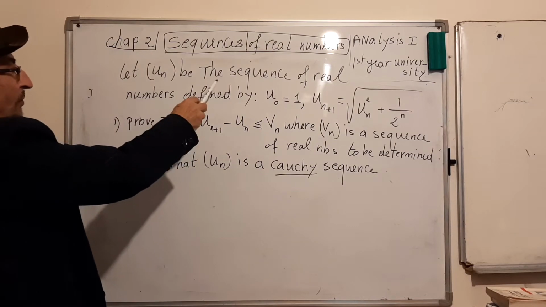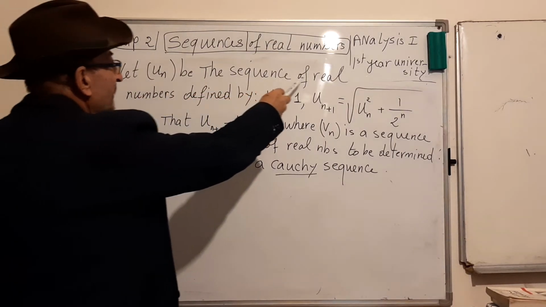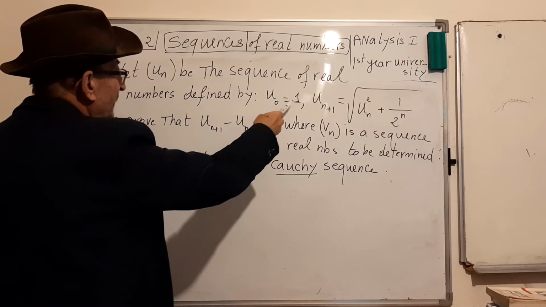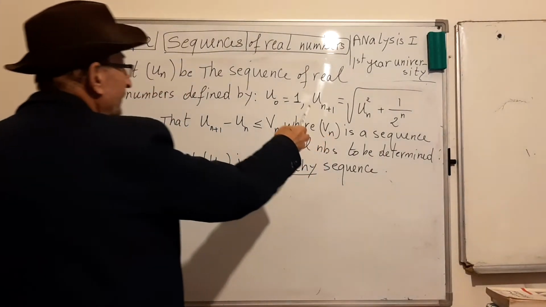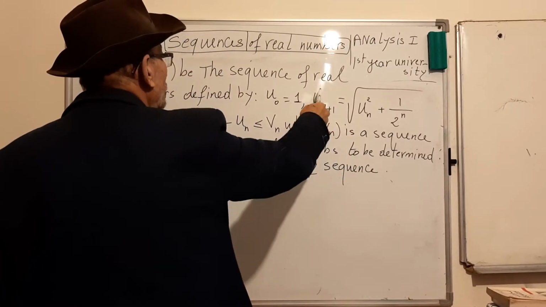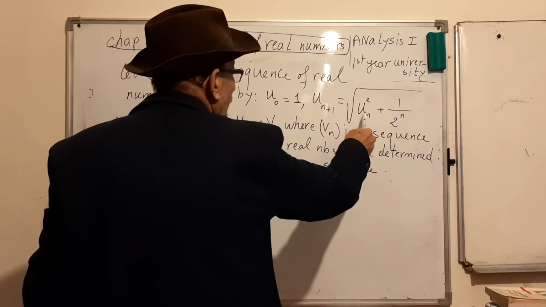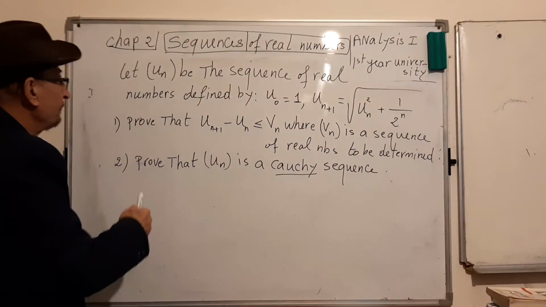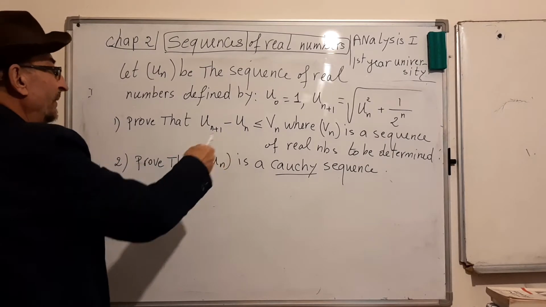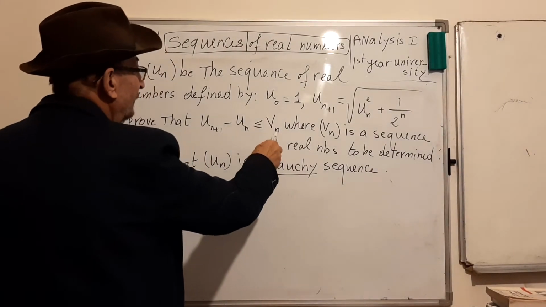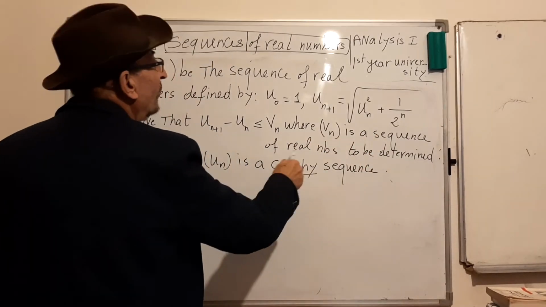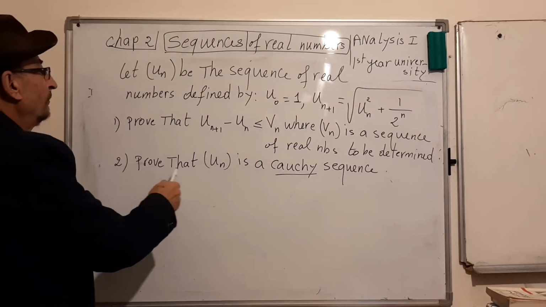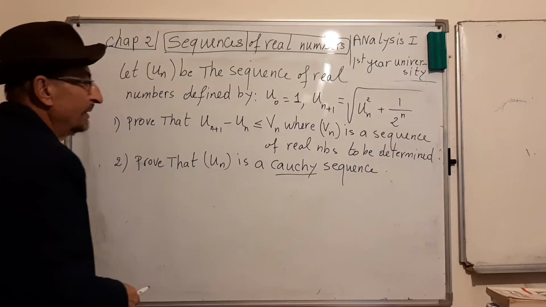Another exercise about Cauchy sequence. Let u_n be the sequence of real numbers defined by the first term u_0 equal 1 and the relation between u_n and u_{n+1}: u_{n+1} equals the radical of u_n square plus 1 over 2 power n. 1. Prove that |u_{n+1} - u_n| is less than or equal to v_n, where v_n is a sequence of real numbers to be determined. 2. Prove that u_n is a Cauchy sequence.